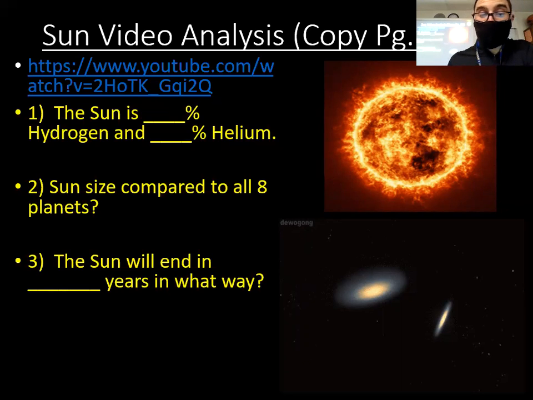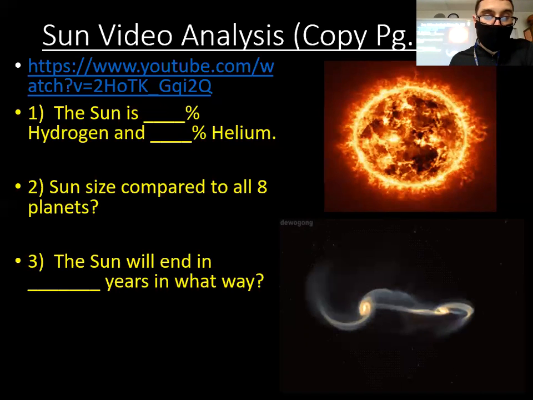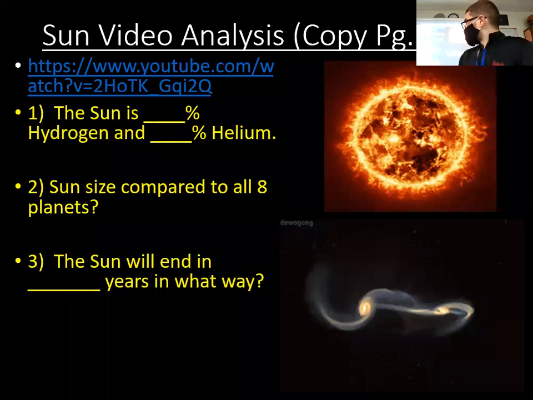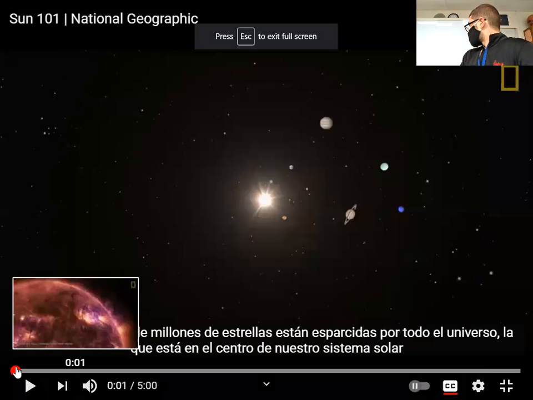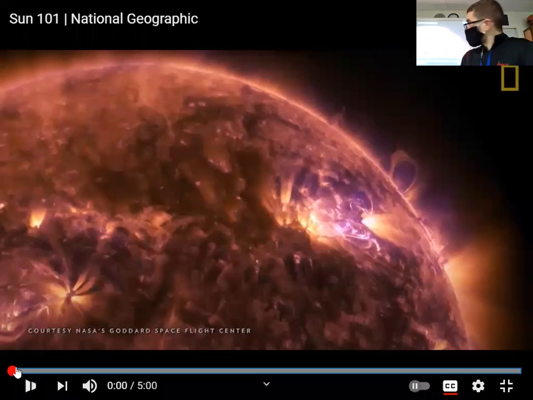Okay, so let's check those out. I need the element percentages. I need the sun size comparison with the planets. And then lastly, when the sun will end and what way might it end. Let's check it out. Give me one moment to get this. Again, just a 4-minute video clip, guys. Three, two, one.